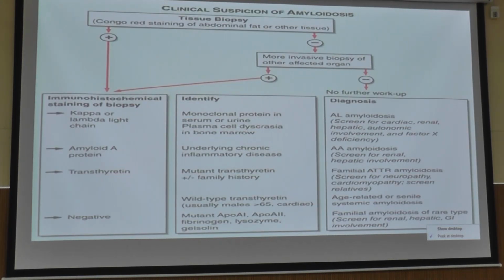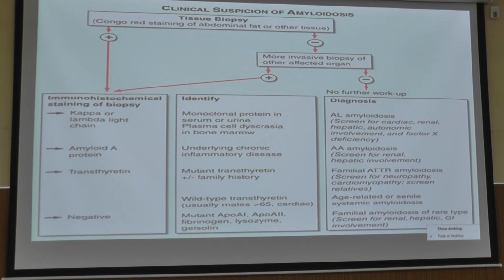Next thing is, you have a clinical suspicion of amyloidosis. Tissue biopsy, Congo red staining of abdominal fat, and then I already told you immunohistochemical staining of the biopsy. Either kappa, lambda light chain, amyloid A, transthyretin, you can find out what type it is. So here, for example, monoclonal protein in serum or urine, you have a plasma cell dyscrasia in the bone marrow. It is AL amyloidosis. Already told you earlier about chronic inflammatory disease and transthyretin. Sometimes in elderly people, you have the same normal transthyretin accumulating, and in those more than 65 years, it may cause senile type of amyloidosis.